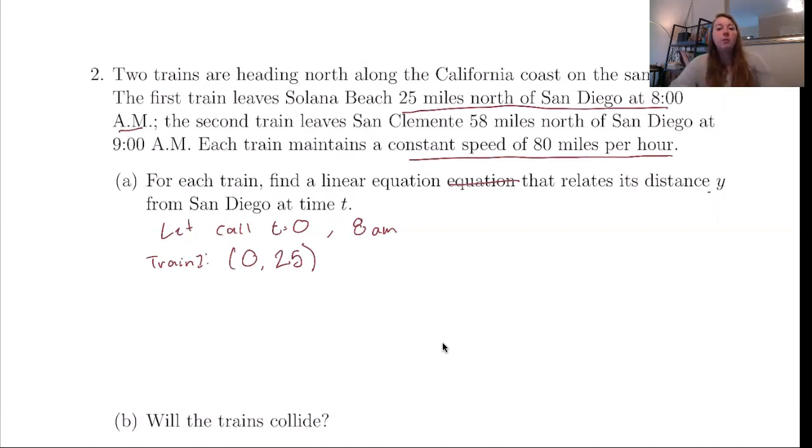And they're both going at a constant speed of 80 miles per hour. Remember when we talked about average speed is a special case of average rate of change? So speed and rate of change are the same thing, really. And since they have a constant speed, constant rate of change, our rate of change is also our slope. So I'm told basically that my slope is positive 80. It's positive 80 because I'm going north.